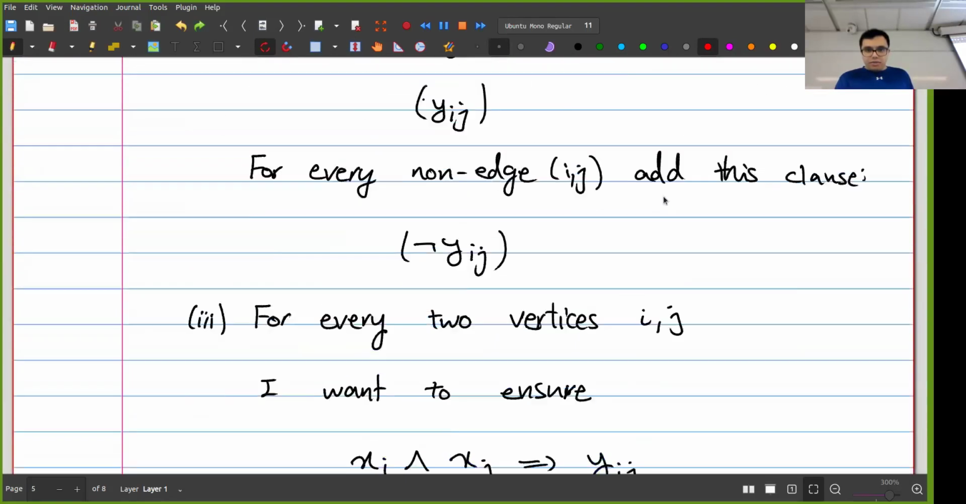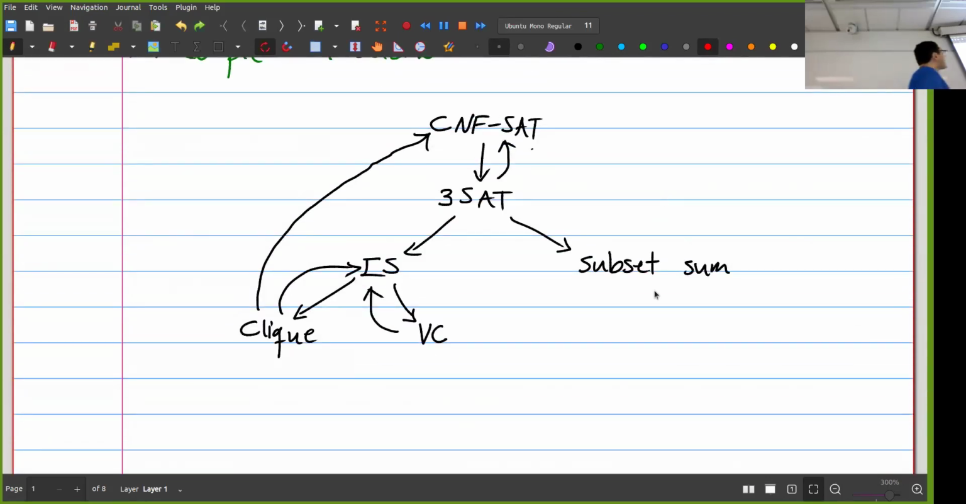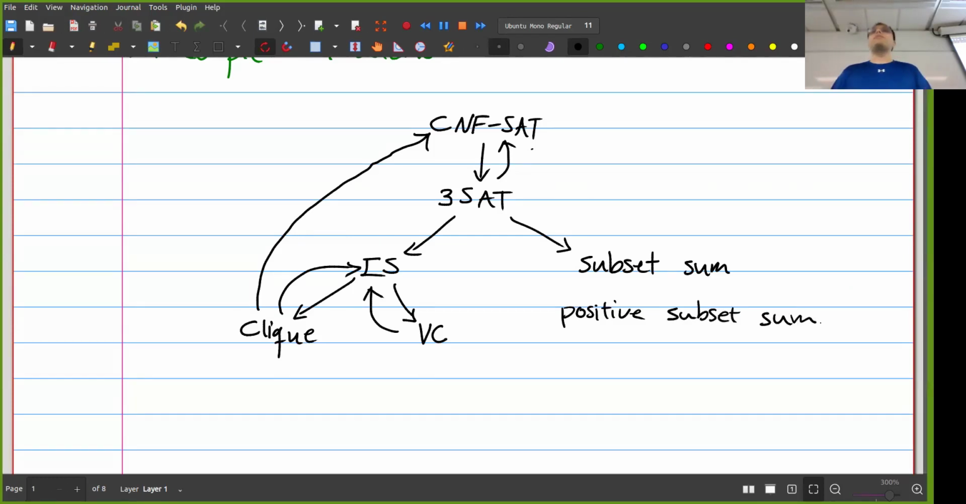Now, I want to also show you another NP hardness result. So here's the thing. I know that subset sum is NP complete now because it's in NP and also NP hard. But in my subset sum instances, I also had negative numbers. What if I want to do subset sum with only positive numbers? Okay, so let's call this one positive subset sum. Is this also NP complete?